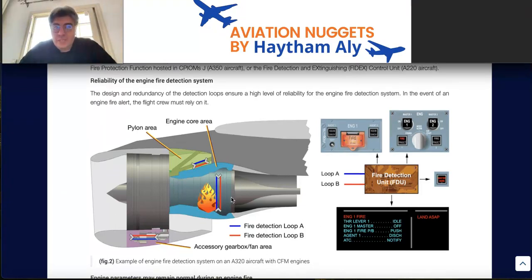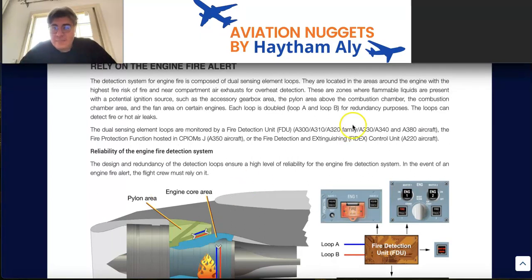Everybody, okay. So as you can see here again, such sensitive areas are the accessory gearbox area, the pylon area above the combustion chamber area, and the fan area on certain engines. Each loop is doubled, loop A and loop B, so we have double detection loops. The fire indication will depend on a double loop detection AND gate for redundancy purposes. The fire detection loops can detect fire or hot air leaks.